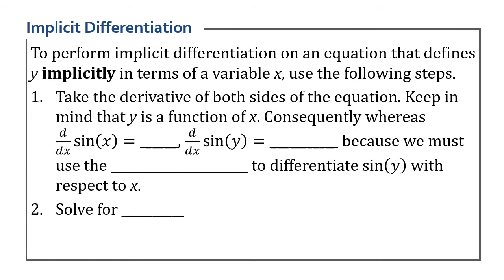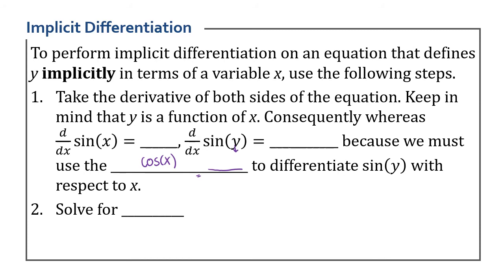So, implicit differentiation. To perform implicit differentiation on an equation that defines y implicitly in terms of a variable x, use the following steps. Take the derivative of both sides of the equation. Keep in mind that y is a function of x. Consequently, whereas the derivative with respect to x of sine of x is cosine of x, if we're taking the derivative with respect to x of the sine of y, notice this is y, not x.